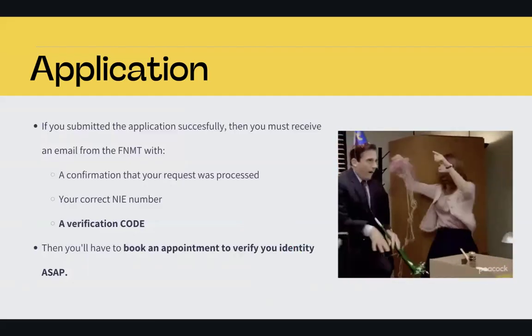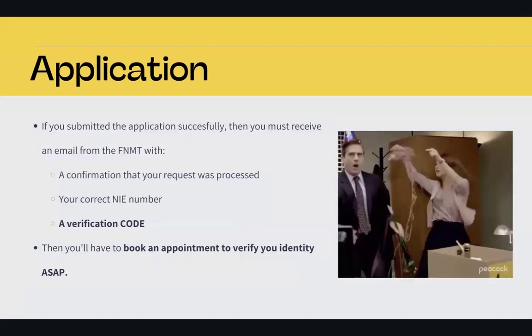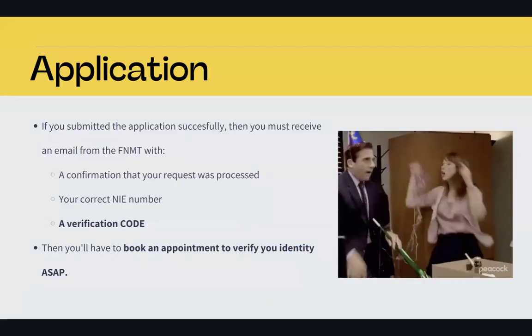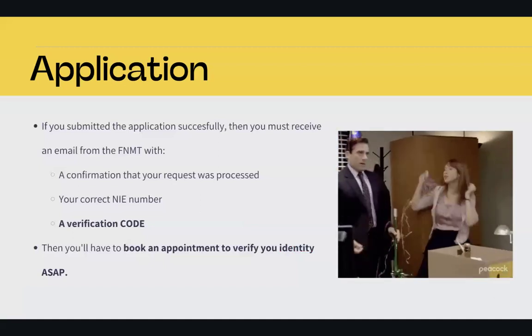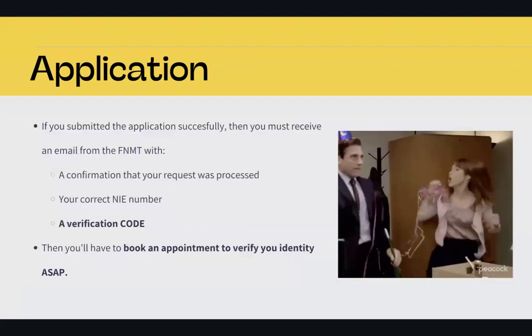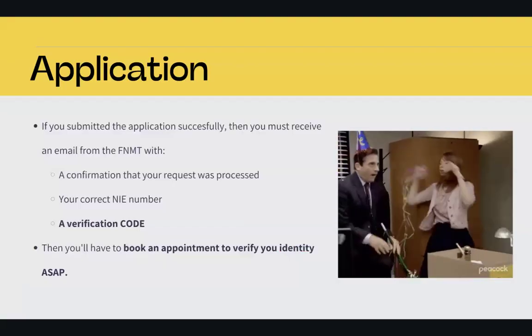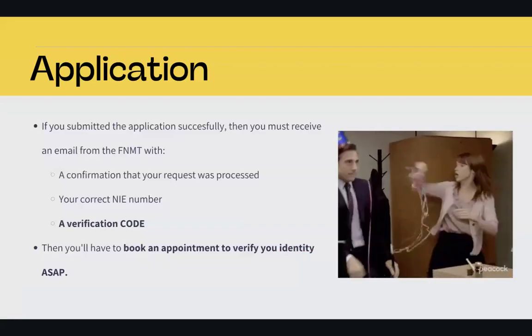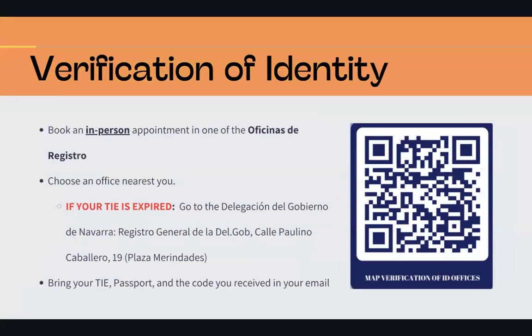From there, you'll receive an email from FNMT with a confirmation of your request, your NIAN number, and a verification code. This verification code is very important because that's what you'll need to book the appointment, to verify your identity, and also to download your certificate. So this is the second stage now, verification of your identity.